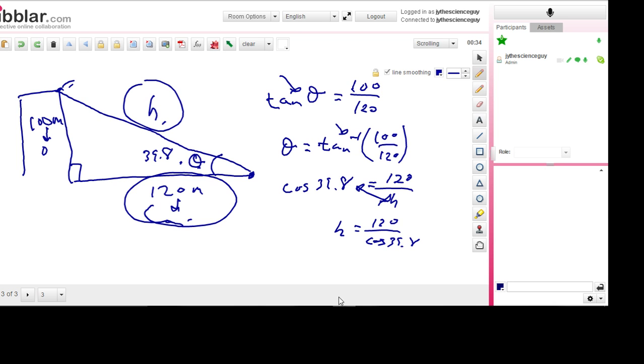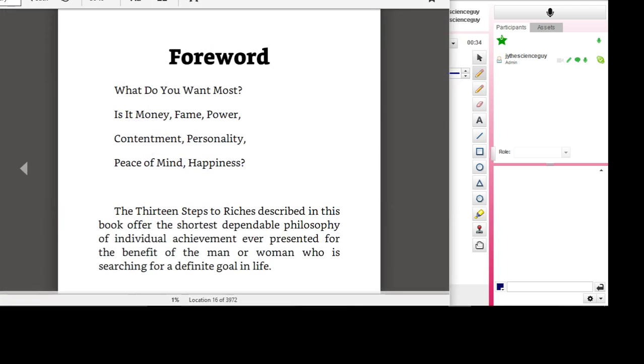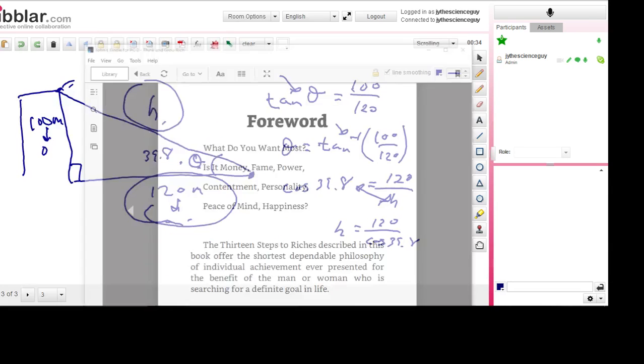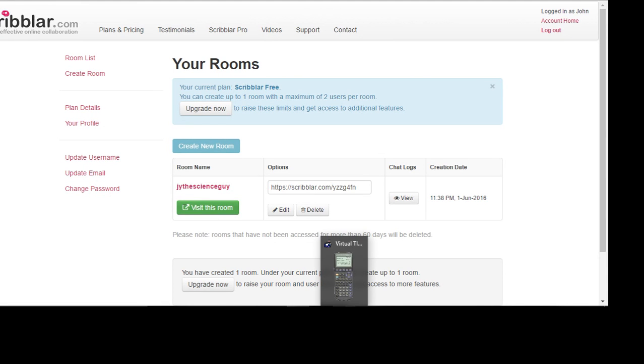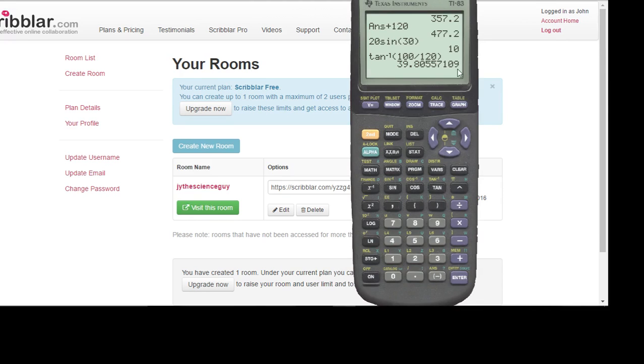So I'm going to do that in my calculator. Money, fame, power. Yeah, money, power, respect. Remember that. Yeah.